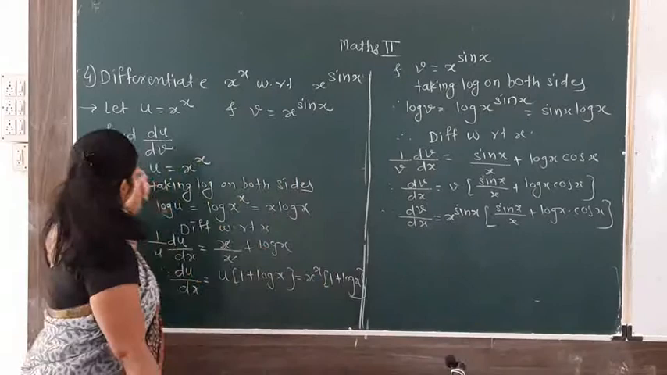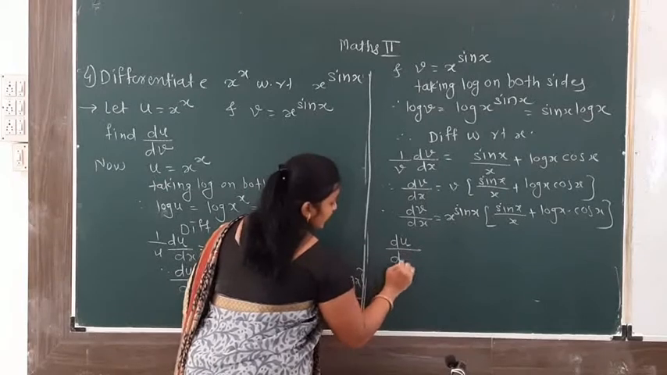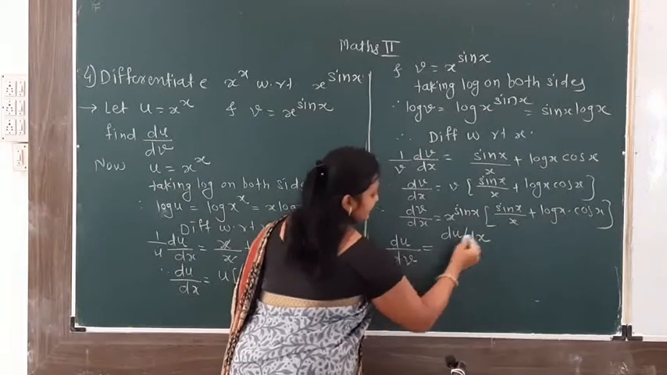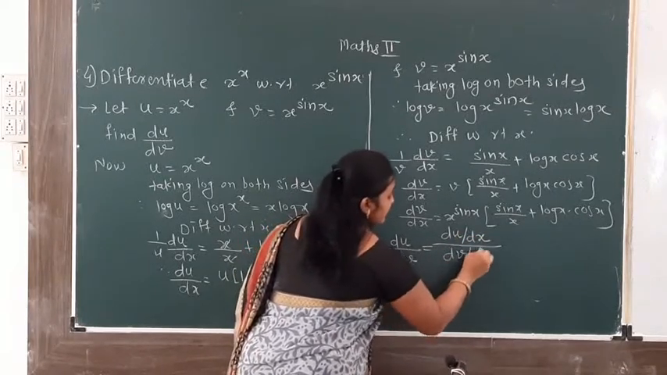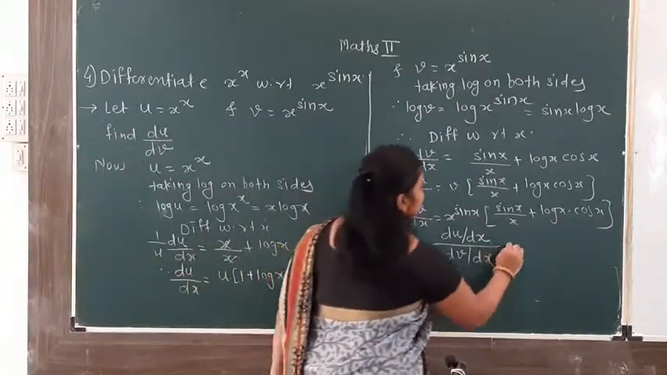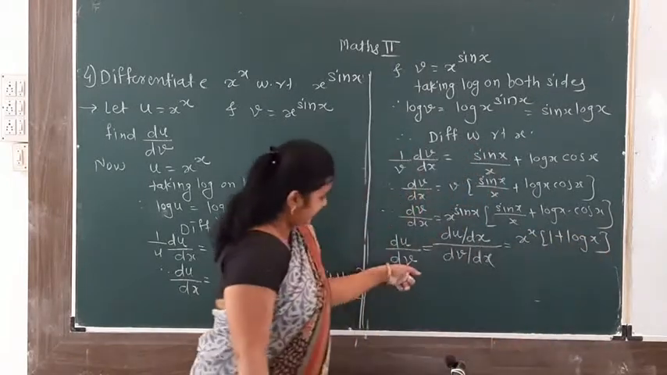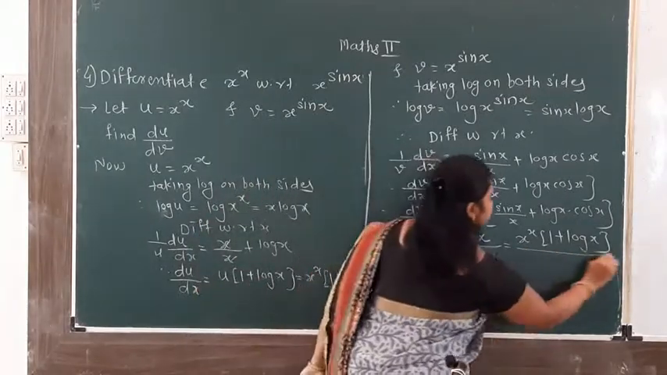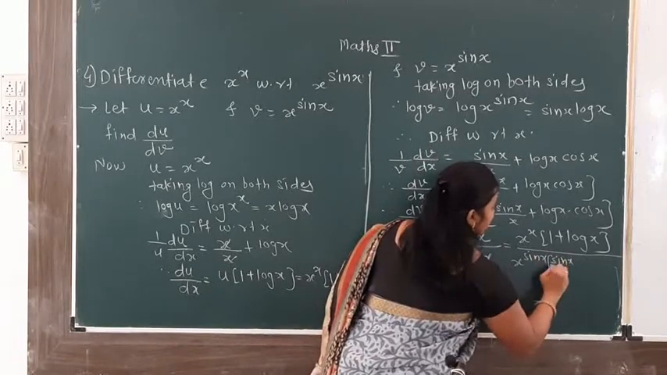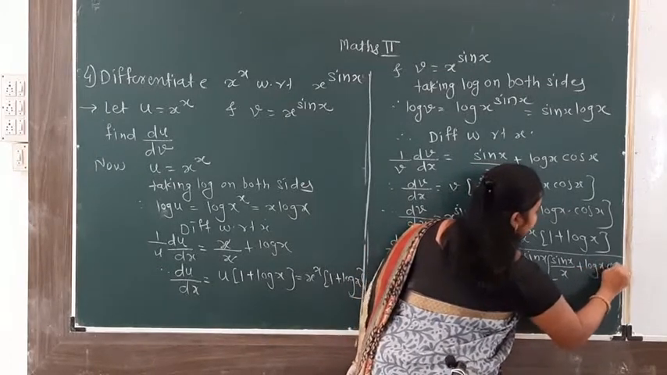Now I want the derivative of u with respect to v. So we use the parametric form derivative: the derivative of u with respect to v is equal to the derivative of u with respect to x divided by the derivative of v with respect to x. Substituting the answers, the derivative of u with respect to x is x raised to x inside the bracket 1 plus log of x, and the derivative of v with respect to x is x raised to sin x inside the bracket sin x upon x plus log of x multiplied by cos x.